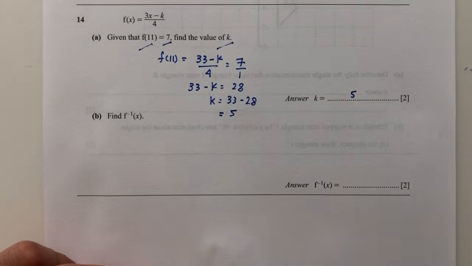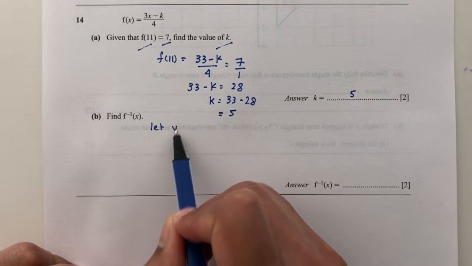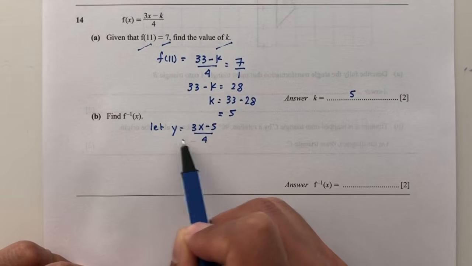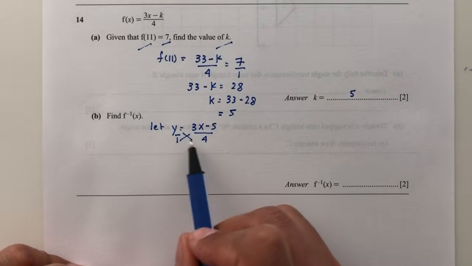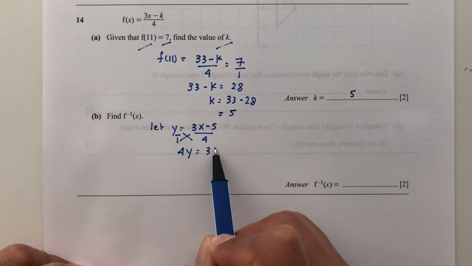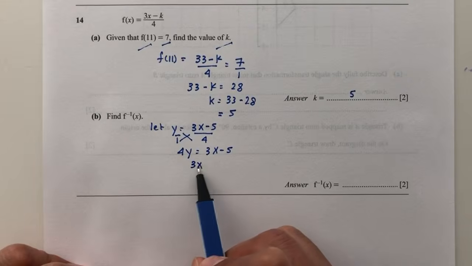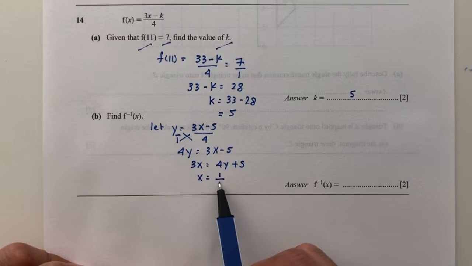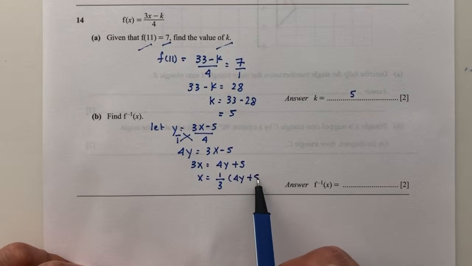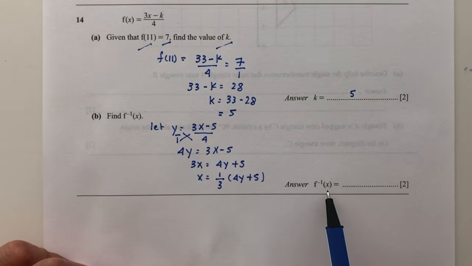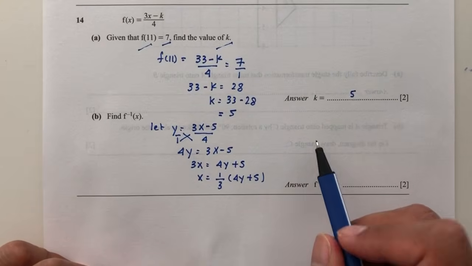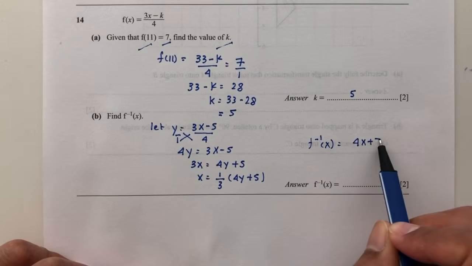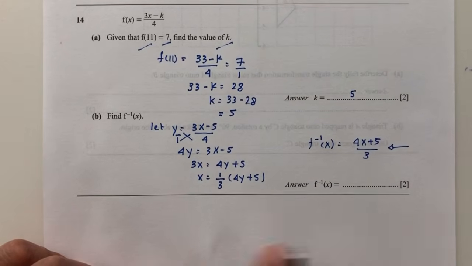Now for part B, find f inverse. So pretty easy. Let y equal f of x, which is 3x minus k, which is 5, over 4. Now we have to make x the subject of the formula, so we cross multiply. We will have this, this, and this. Now 3x will be equal to 4y plus 5. x will be 1 over 3 times this plus 5. So now finally f inverse is in terms of x. We have to change y to x. So f inverse of x will be 4x plus 5 divided by 3. This is your answer.